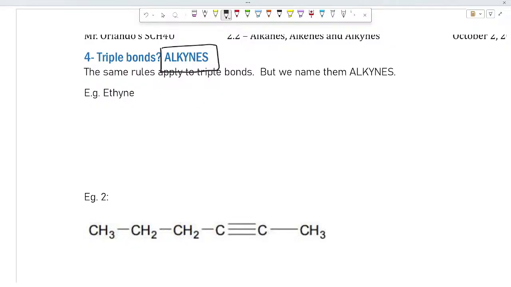All right, so let's remind ourselves. Recall ethane looks like what? What's ethane?